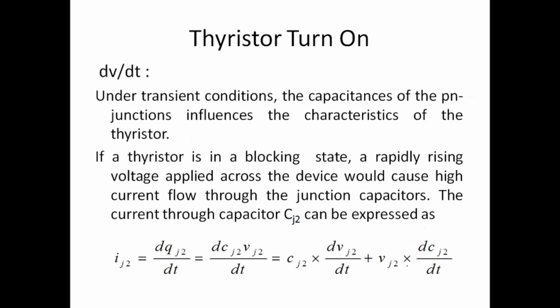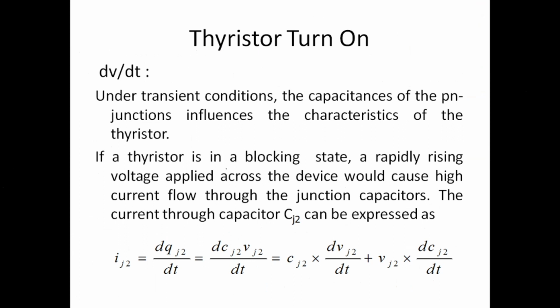Okay. See here, under transient condition, the capacitance of the PN junction, which we have studied, influences the characteristic of the thyristor.